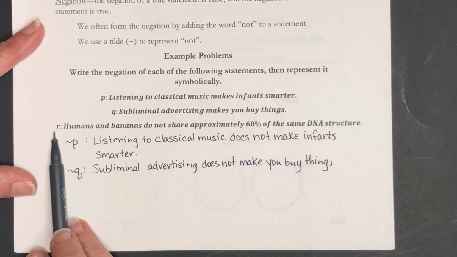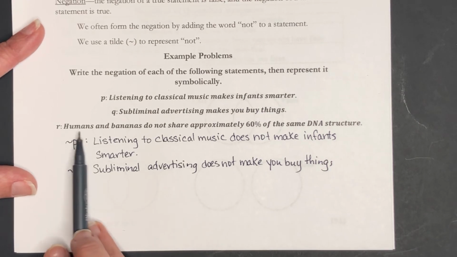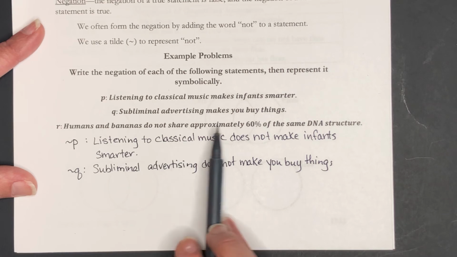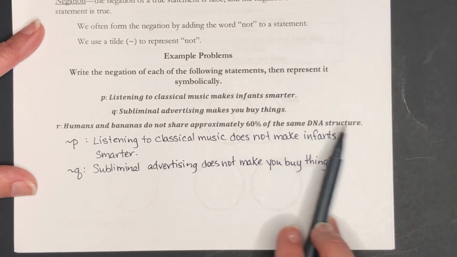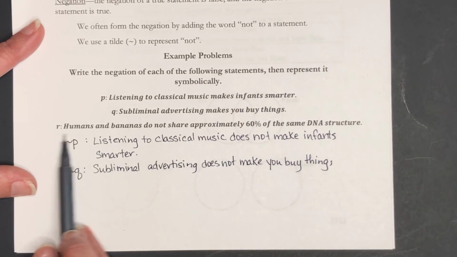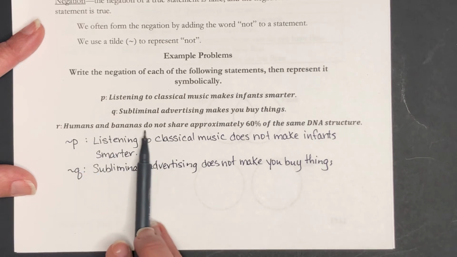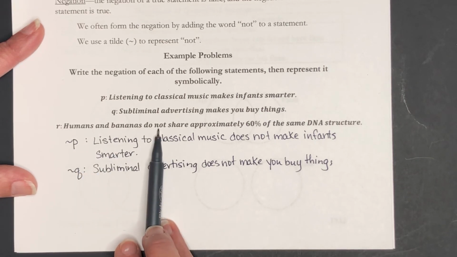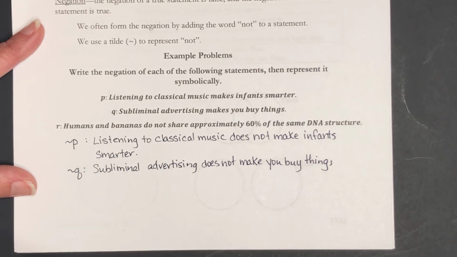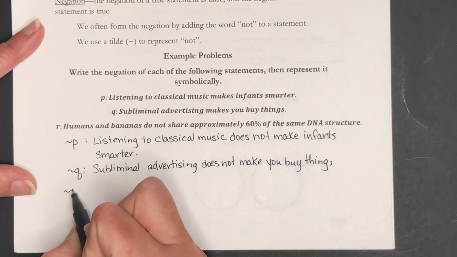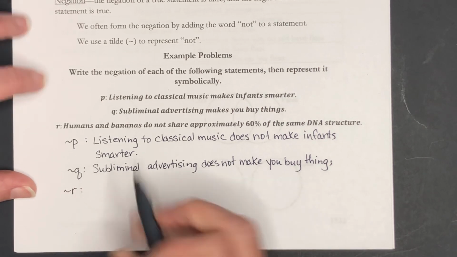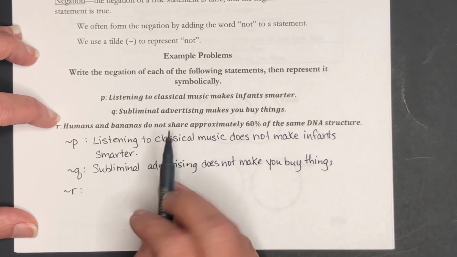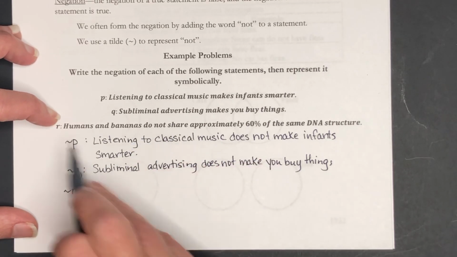Okay, and then R, humans and bananas do not share approximately 60% of the same DNA structure. Now this one is a little bit different because we already have the word not in there. So if we're making the negation of something that doesn't have not by adding not, if we're having not in the problem already, we just take it away. So not R would be humans and bananas share, we don't need the do not anymore, and then the rest of it.